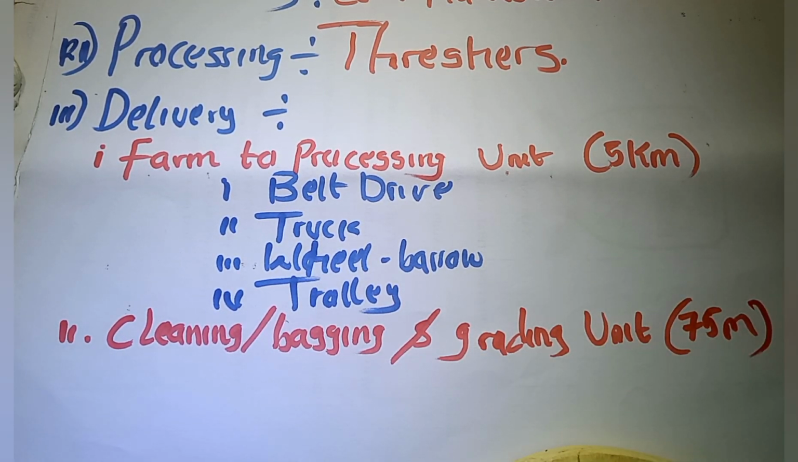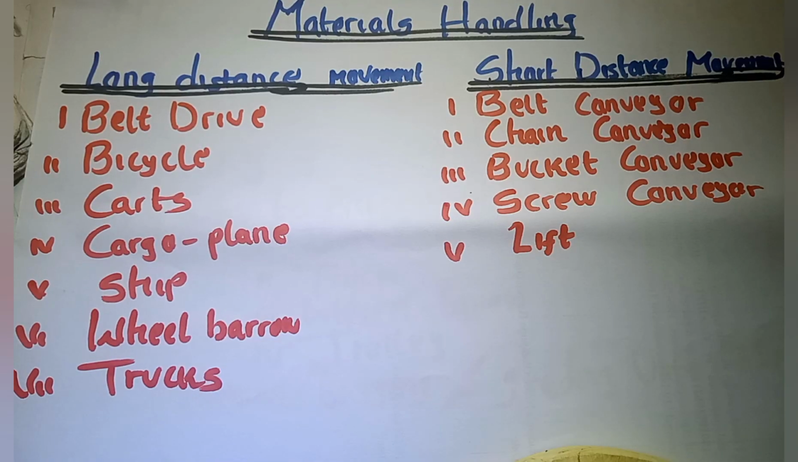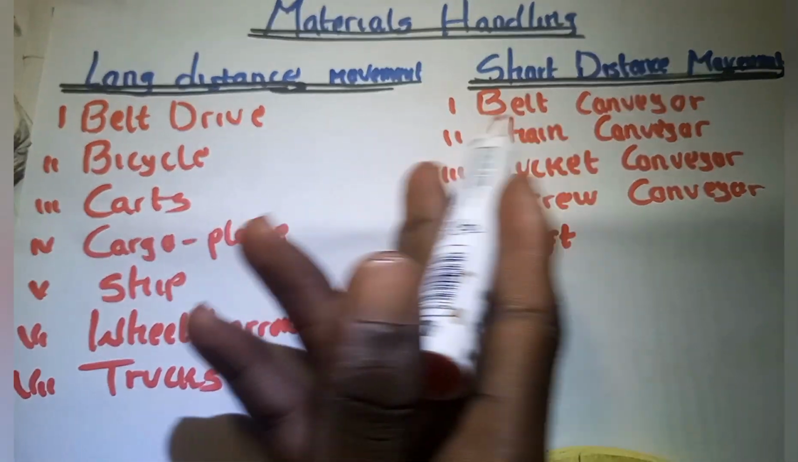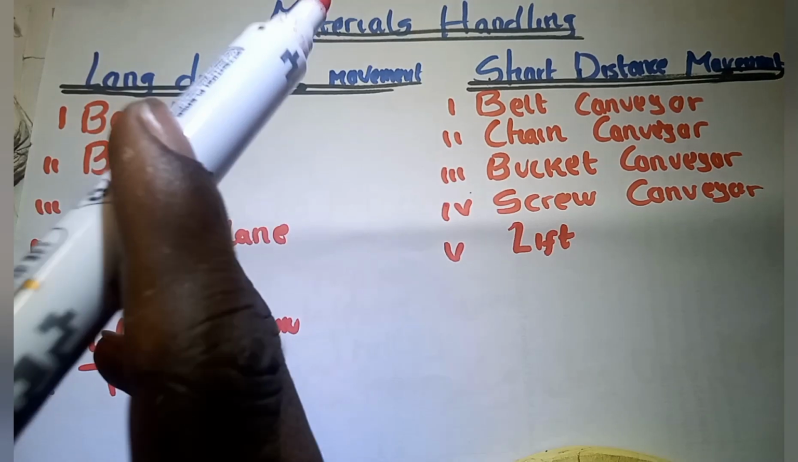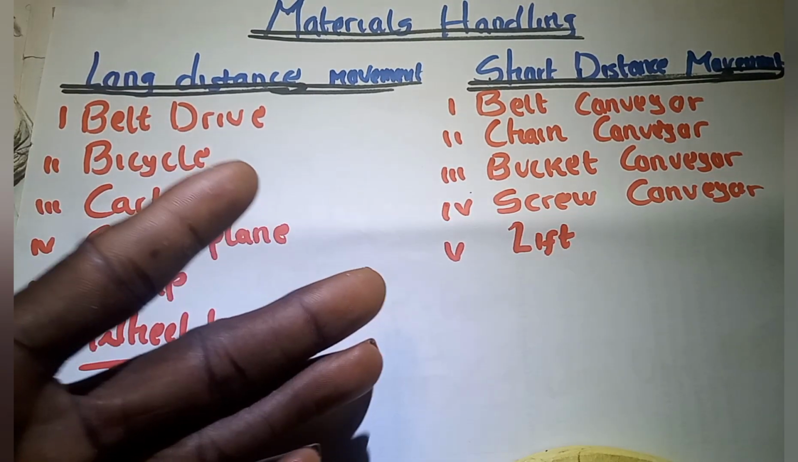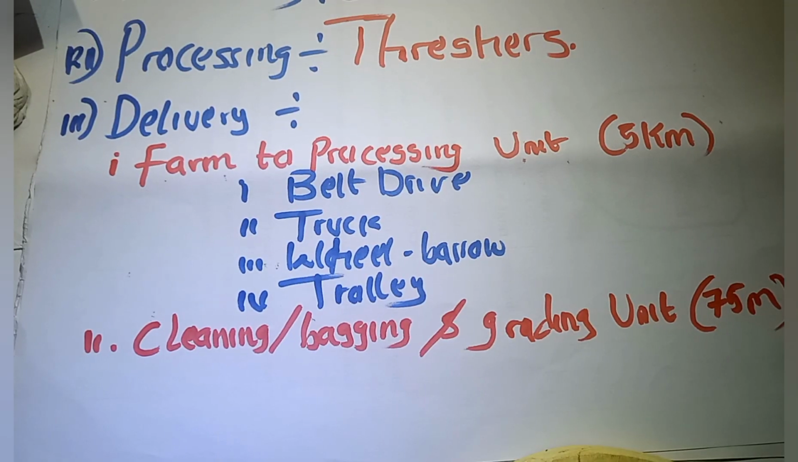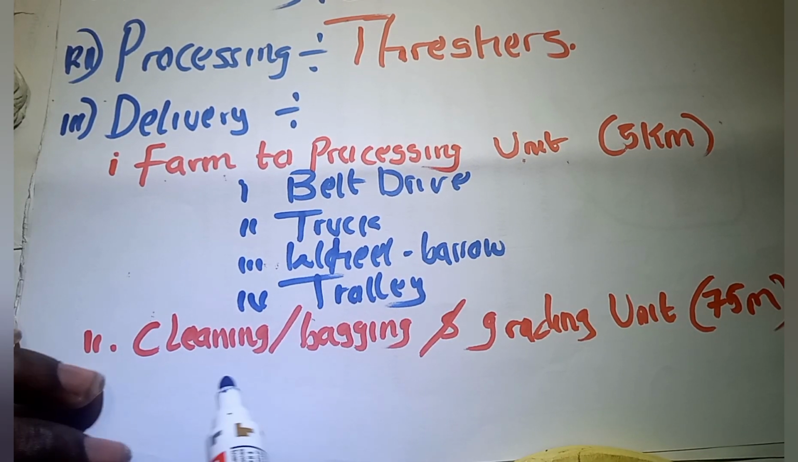meter. And don't forget that I told you that the short distance movement is the movement of materials between the processing shed, and the processing shed consists of the cleaning, bagging, and grading unit. To get it, so the equipment that we are going to be using in this regard is short distance movement. You get what I'm saying? So the equipment there are the belt conveyor, chain conveyor, bucket conveyor, screw conveyor, or lift. If it is vertical, you can make use of lift. Get? So the answers to this is belt conveyor.